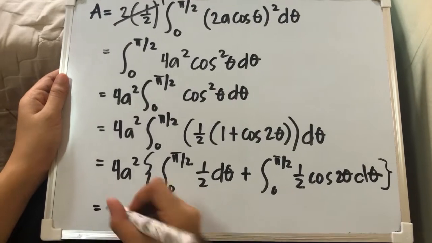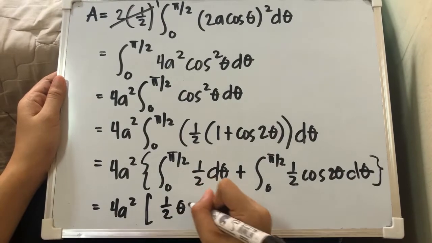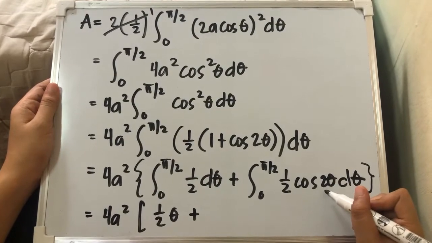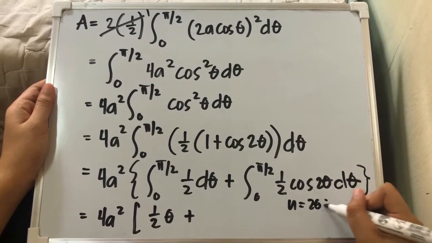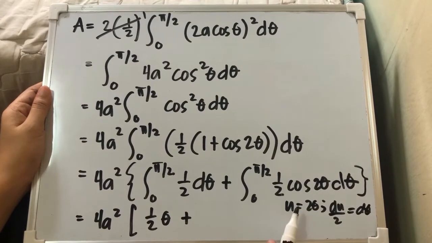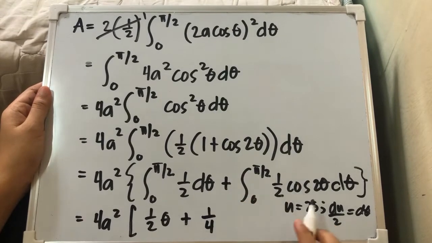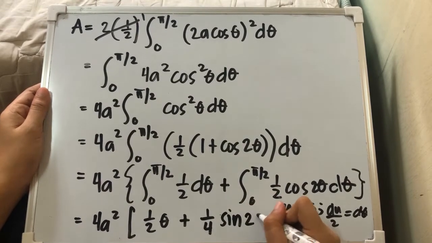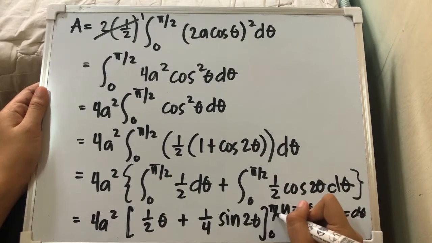So integrating this one, we have 4a squared, and then we have 1/2 theta plus this one, cos 2 theta, our u here is 2 theta. U is equal to 2 theta. Du over 2 is equal to d theta. So meaning to say 1/2 times 1/2, we have 1/4. Integral of our cosine is sine, positive sine 2 theta. Then we have our limits from 0 to pi over 2.